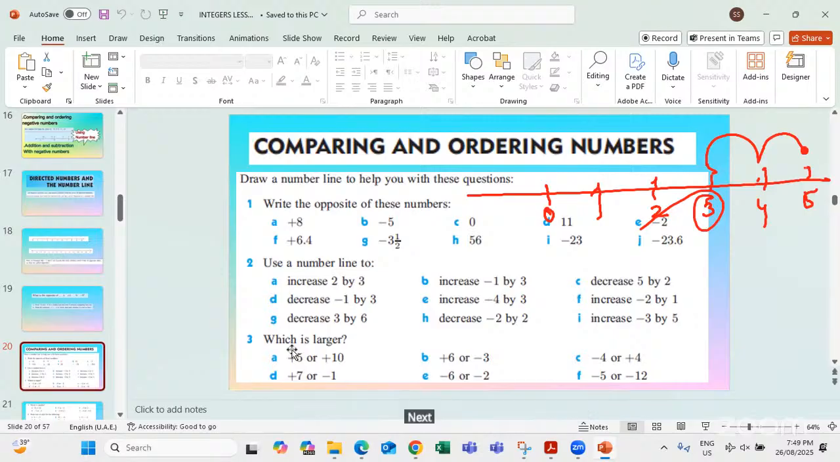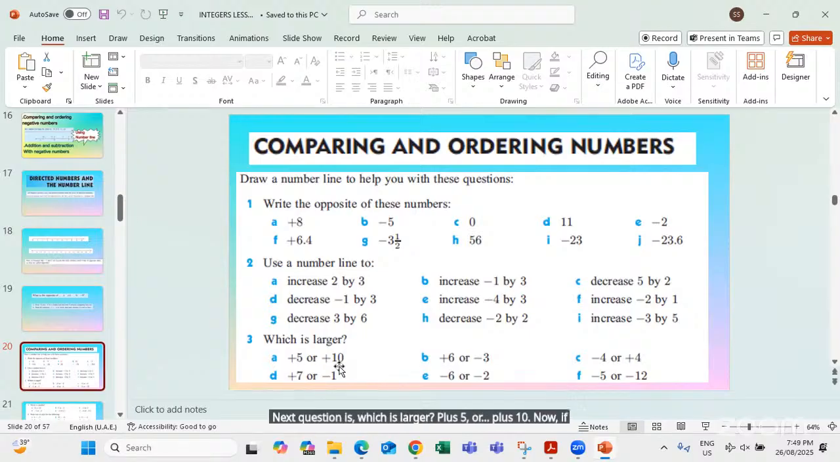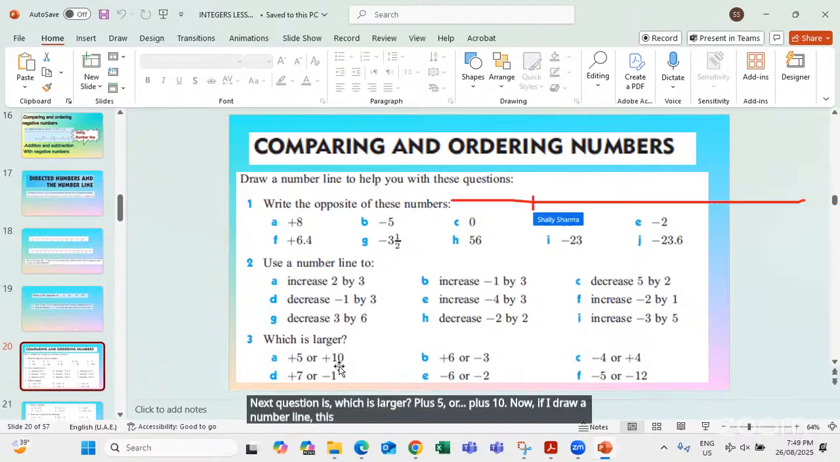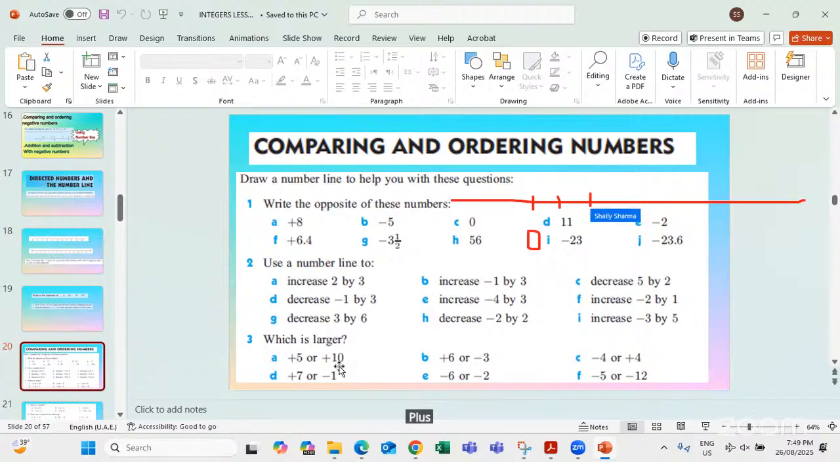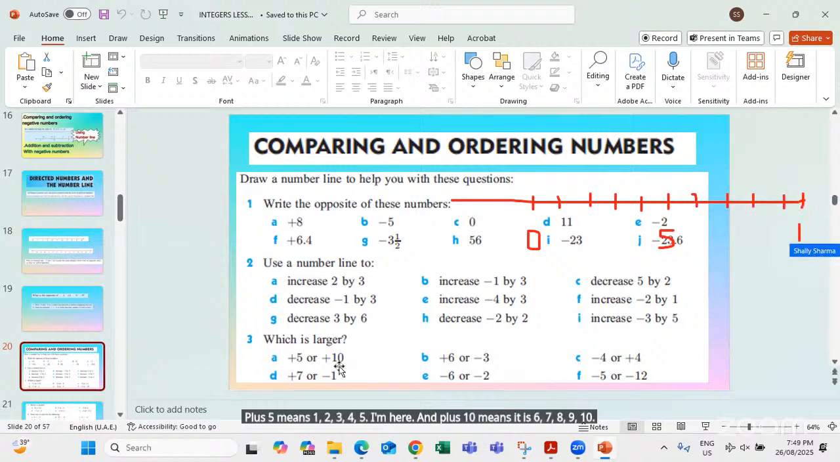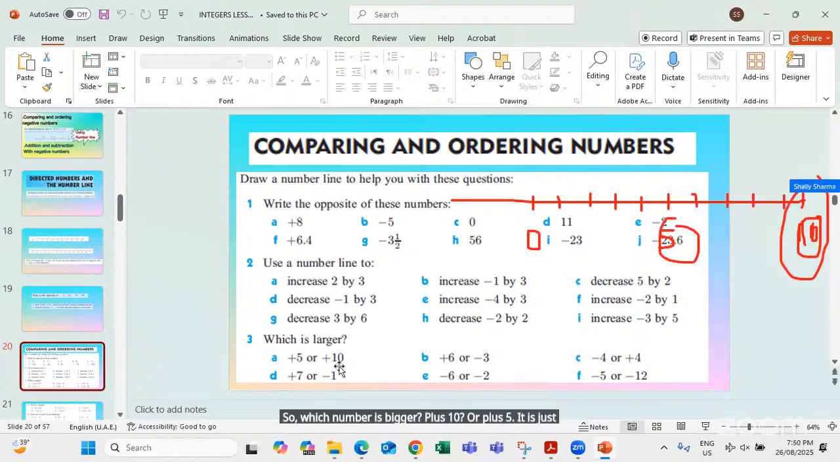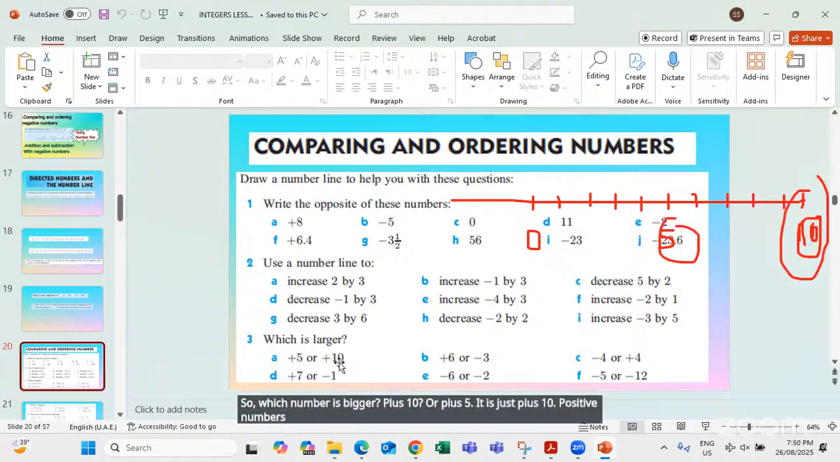Next question is, which is larger, plus 5 or plus 10? Now if I draw a number line, this is 0, plus 5 means 1, 2, 3, 4, 5. I am here, and plus 10 means it is 6, 7, 8, 9, 10. So which number is bigger, plus 10 or plus 5? It is just plus 10. Positive numbers comparison is very easy.